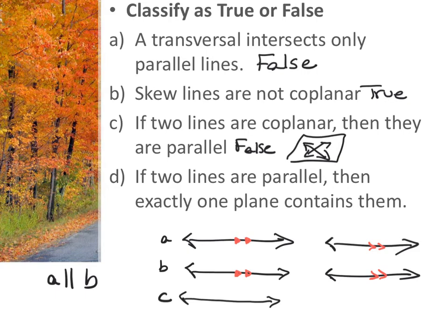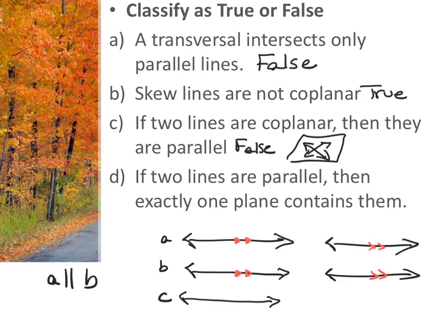So again, on this slide, number 1 is false. A transversal intersects only parallel lines. The lines do not need to be parallel when a transversal intersects them. Answer B, skew lines are not coplanar. This one is true, that is the definition.